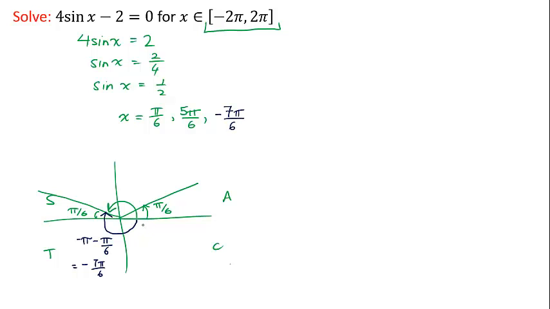My fourth solution is going to be all the way over there. So almost negative 2 pi, but plus another pi over 6, which is negative 11 pi over 6.